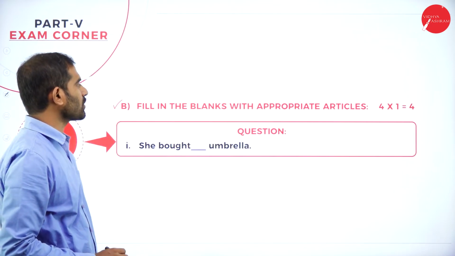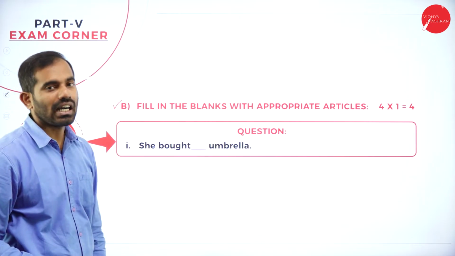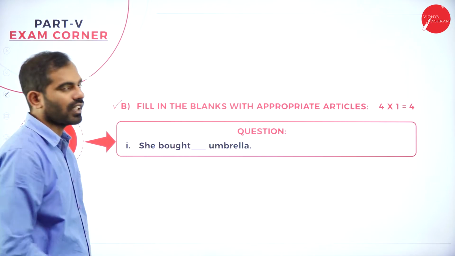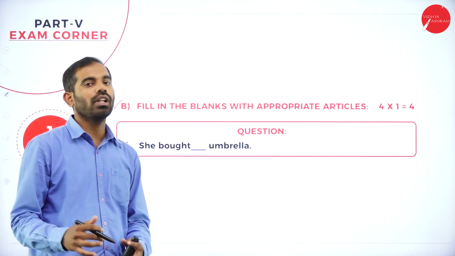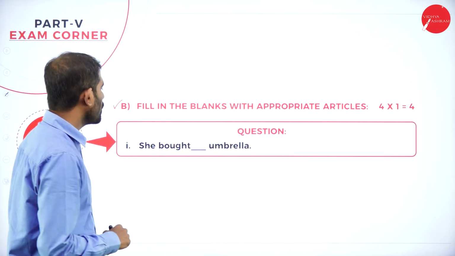Let us move on to the next one. B. Fill in the blanks with appropriate articles. There are no options given here because it is clearly understood there are only three articles.